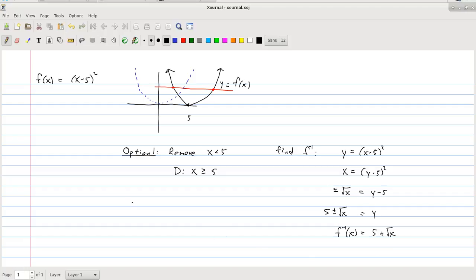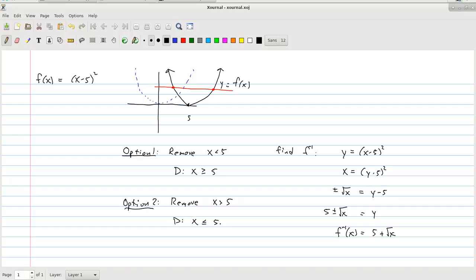Let's look at the second option. Let's see what would happen if we were to remove the other half. So option 2 would be to remove everything to the right. So in this case, we removed everything to the left of 5. The second way to restrict the domain would be to remove everything to the right of 5. So doing this, our domain is what's left, which is x less than or equal to 5.